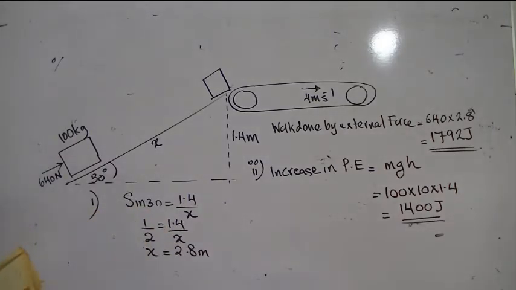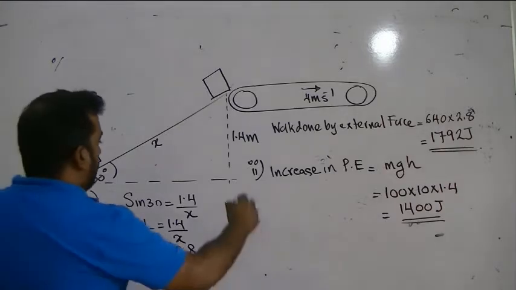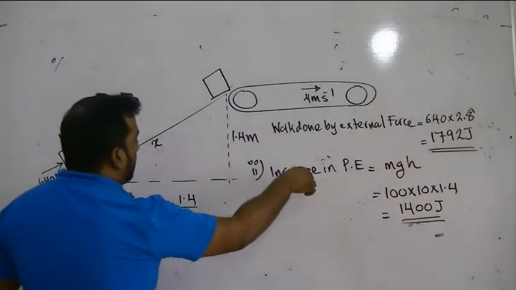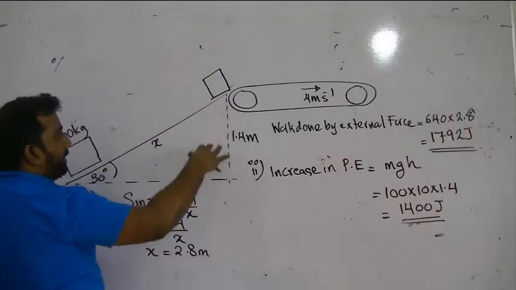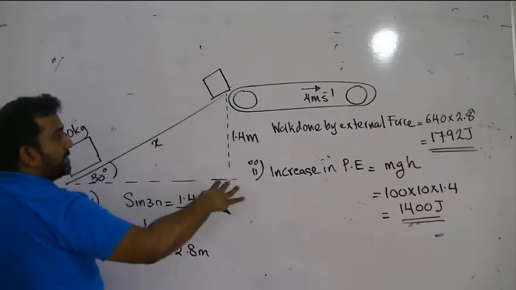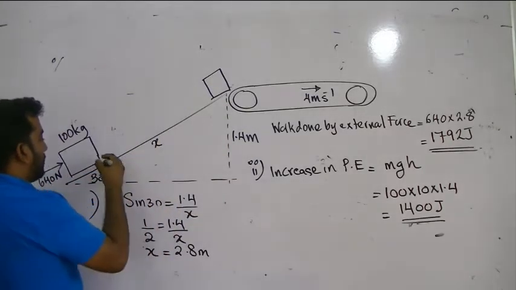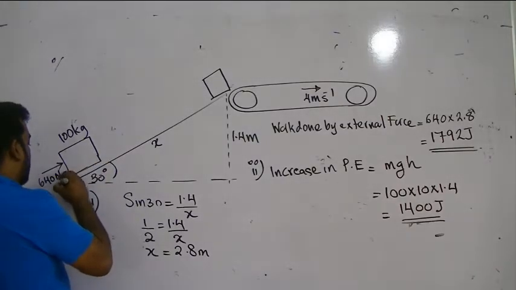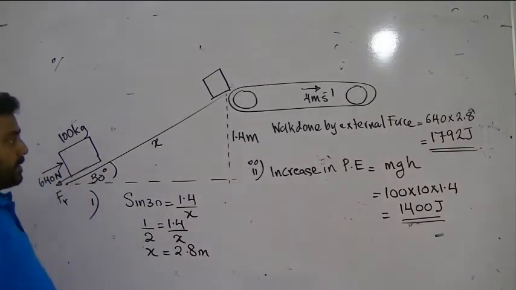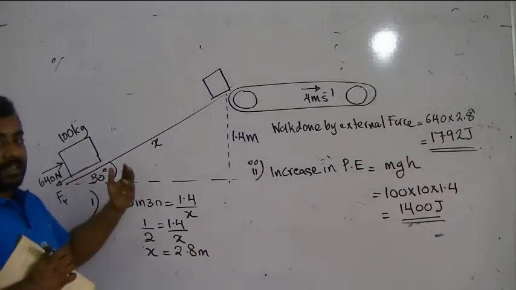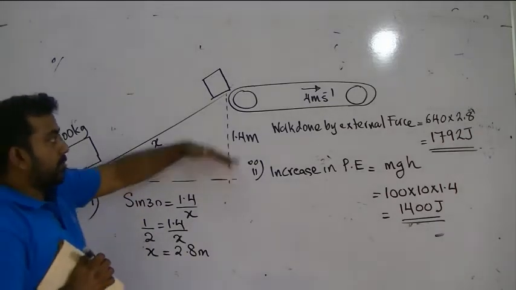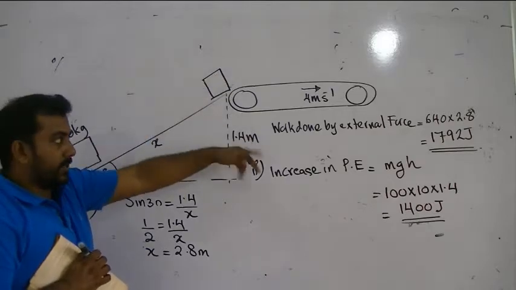Roman 3. Why is the value in Roman 1 and Roman 2 different? Why is the work done not equal to the gain in gravitational potential energy? That is because there is work done by what? Friction. Because there is friction acting between the surfaces. Otherwise the work done should be equal to the increase in potential energy. But they are not equal.